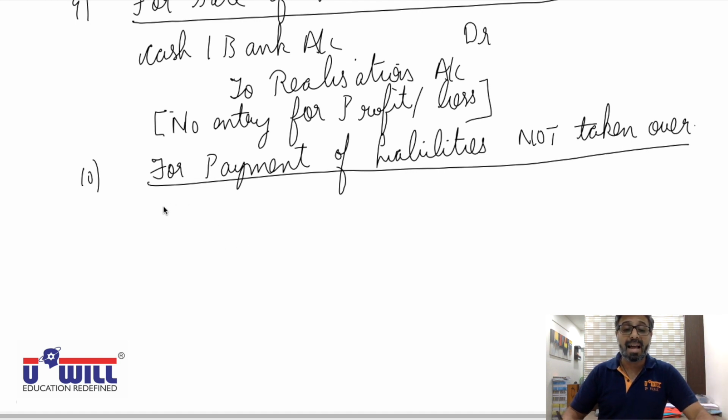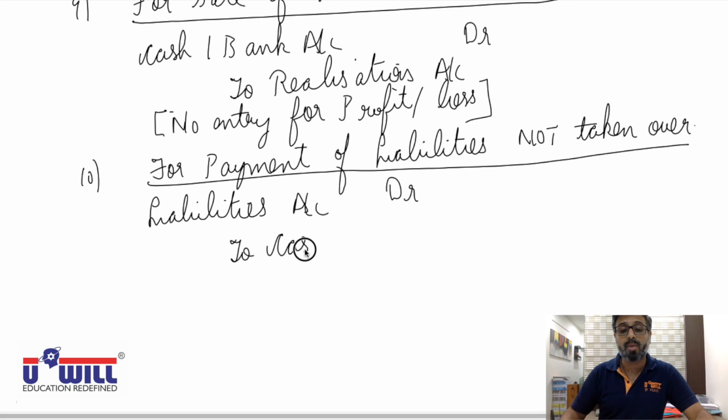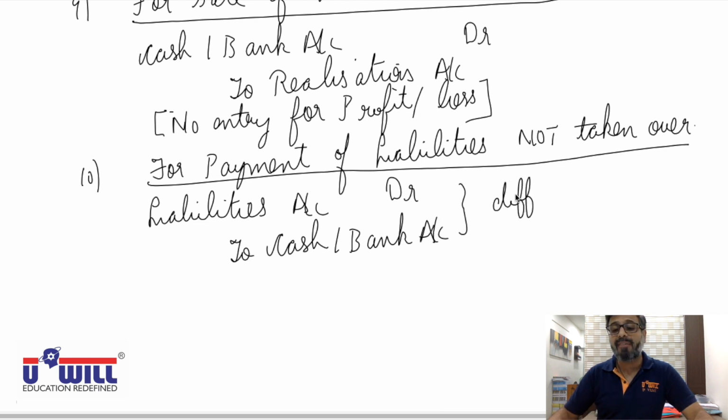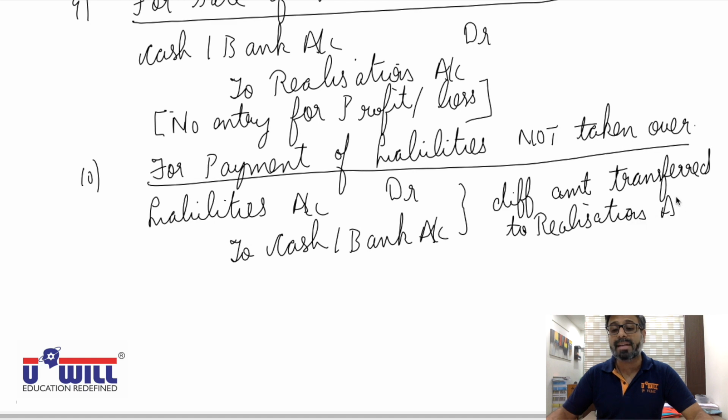So now when we pay those liabilities, the liabilities are the receiver, so debit the liabilities account. And for making the payment, cash goes out, so credit cash or bank account. The difference amount will have to be transferred to realization account as profit or loss. Because if the liability in the books is 5 lakhs and you settle and pay at 4 lakhs, then 1 lakh is your profit which you have to transfer to realization account. It does not go automatically like assets.